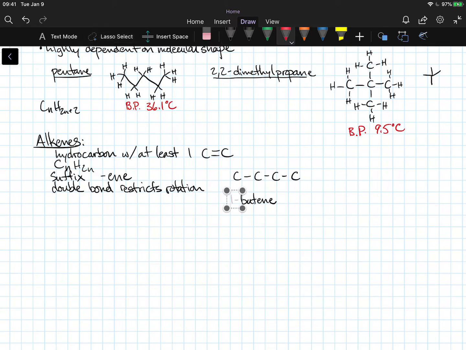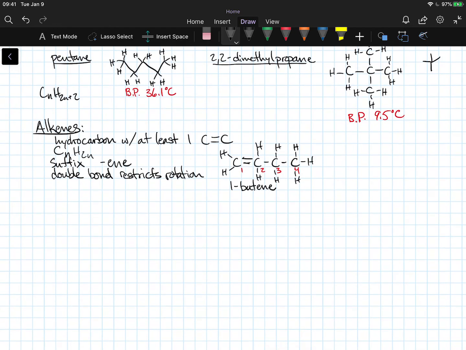If we start from the left and number the carbons 1, 2, 3, 4, this carbon is going to have the double bond, that's where it starts. The rest are going to be hydrogens. Carbon number 1 only has 2 hydrogens because it has 2 other bonds, which gives it its 4. Similarly, carbon number 2 already has 2 bonds to carbon number 1, so it only needs 2 more hydrogens. So there's our 1-butene.